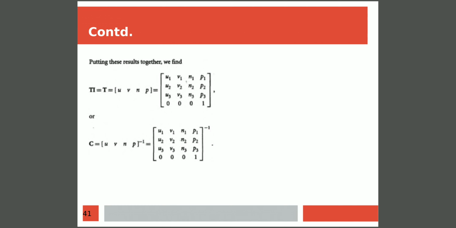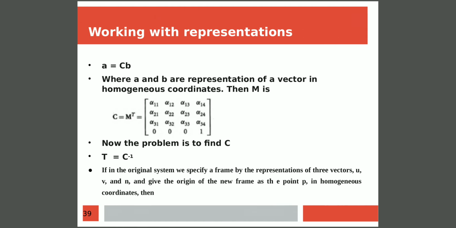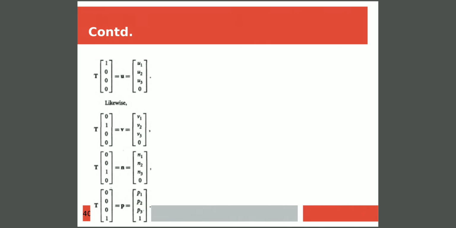Initially, we considered the change of coordinate system from one to another by using a matrix C. We represented the matrix C with the general scalar values alpha 1, alpha 2, etc. Then the problem is how to calculate the specific values for a matrix C. For that, we considered an example coordinate system which is represented by the vectors u, v and n with the origin P. The values for vector u are given as 1 0 0 0, for vector v as 0 1 0 0, for n it is 0 0 1 0, and for p it is 0 0 0 1.